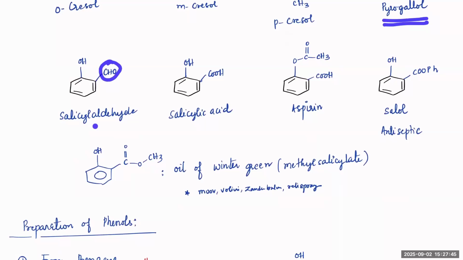If an aldehyde is there, it is called salicylaldehyde. There is nothing like o-salicylaldehyde or m-salicylaldehyde. Generally, salicylaldehyde by default is at the ortho position. Then salicylic acid. If this oxygen's hydrogen is replaced by an acetyl group, then this is benzoic acid with an acetyl group.